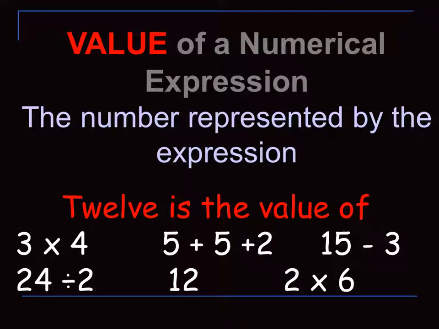So the value of a numerical expression. Now we've got the numerical expression like 3 times 4 or 5 plus 5 plus 2 or 15 minus 3. The value is when we actually go through and figure out what it represents. What does 3 times 4 represent? Well, 3 times 4 is 12. 5 plus 5 plus 2: 5 plus 5 is 10, 2 more of that is 12. Everything up there, all of those examples, represent 12. So when we talk about the value of a numerical expression, we're talking about what is the answer to this, what does it represent? 3 times 4 represents 12.